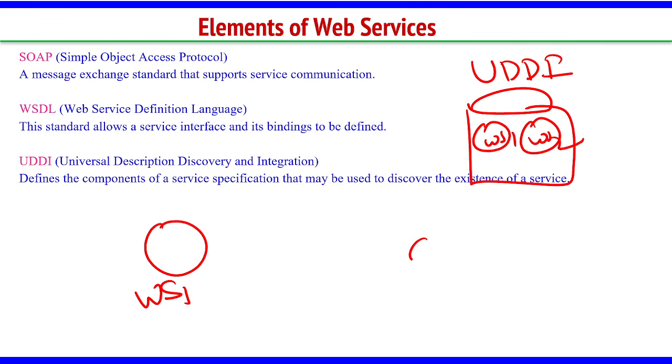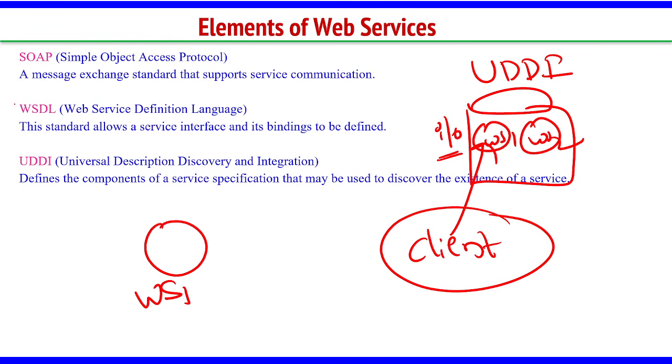Then there is some client who wants to use that service, web service 1. How does he know what this web service is about, what input it takes, what output it will give? The client should know all that beforehand. For that the WSDL file helps. It helps us understand what the service is about, what the input and output of this service are, and how many functions this service has. Everything is defined or described in the WSDL file.